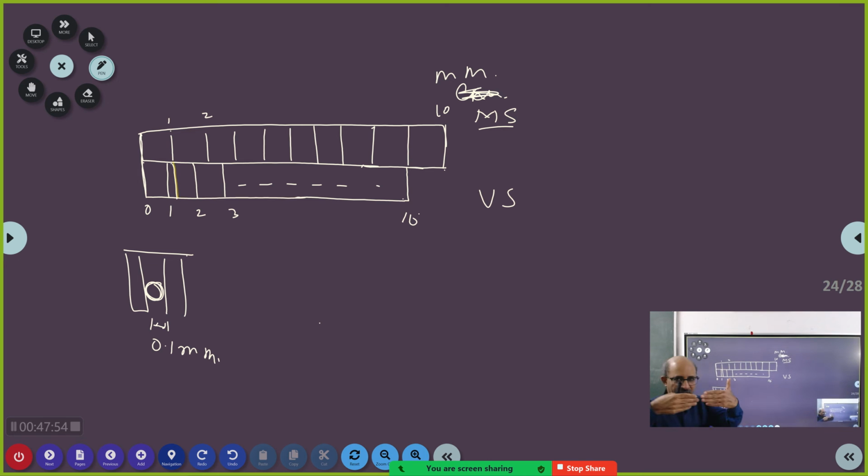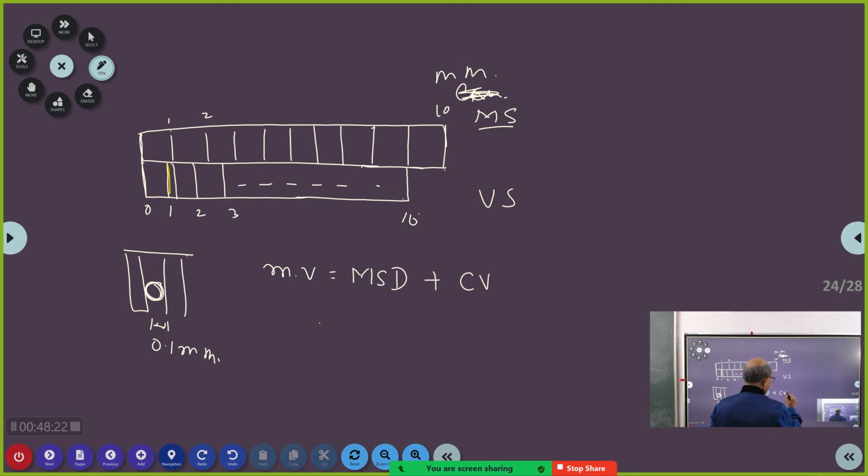If you take a vernier, keep some object here and start moving it, and the first division coincides with the first division of the main scale, what are you going to write as the measured value? The main scale division plus the coinciding vernier division into the least count. This is what you write. Now understand this very carefully.